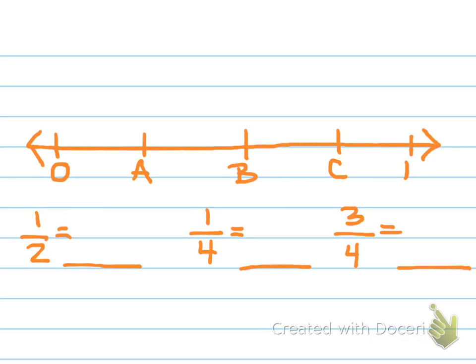Number 1 says match the letters to the fractions they represent on the number line. So if you look here, this is 0 and this is 1. If you were to cut it in half, you would do this line right here, which is B. Then we have 1/4 and 3/4. We know 1/4 is less than 1/2, so that must be A. And then 3/4 is right here at C.